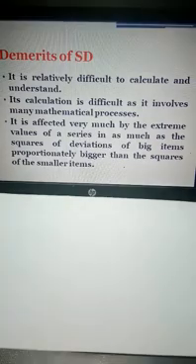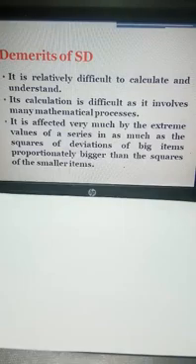Okay, the next one is it is affected very much by the extreme values of the series. How can we say? Because when we take the squares of the deviations of the big items, the squares of the deviations of the bigger items are proportionally bigger as compared to the squares of the smaller items. So in some way it is affected by the extreme values in the series. So these are a few demerits of the standard deviation.